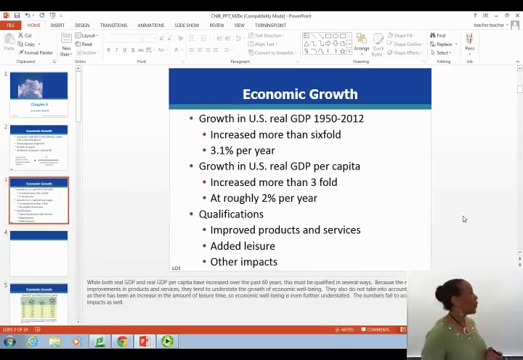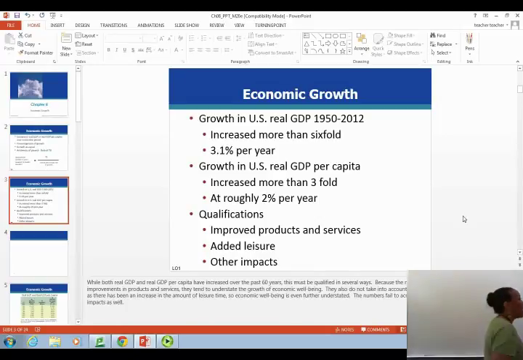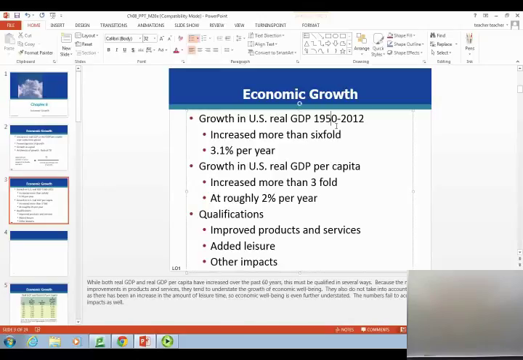All right. So when we take a look at growth in the U.S., the real GDP from 1950 to 2012. Now, let's do a little history. 1950, what's going on in the United States?